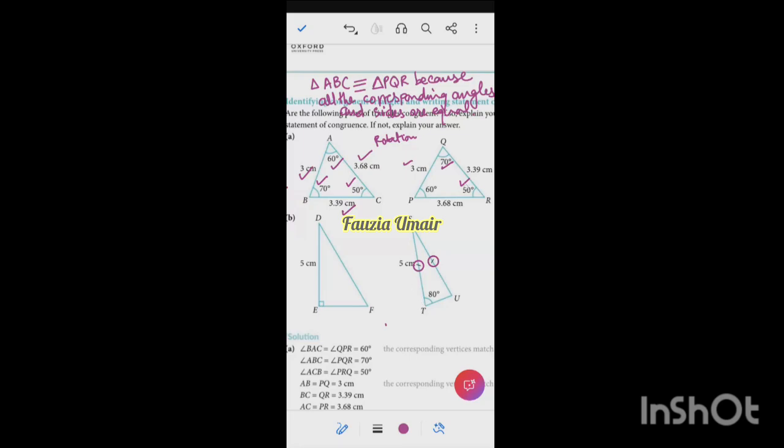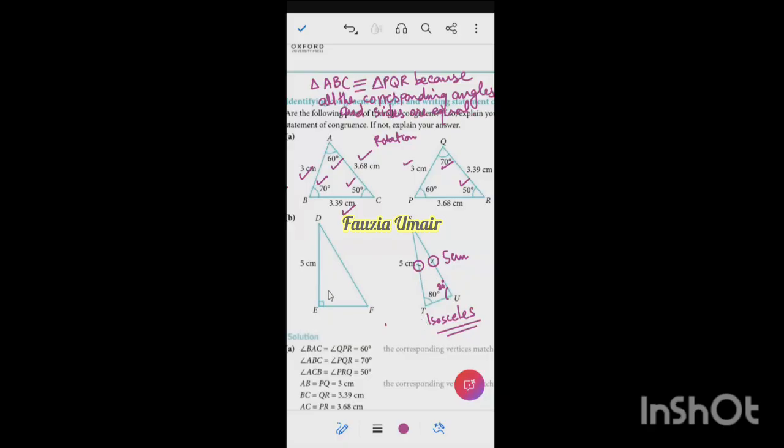Sorry, Harshman. What is this symbol? Equal sides. So if this side is 5 centimeters, it means this side is also 5 centimeters. If this angle is 80, it means this angle is also 80, because this is an isosceles triangle. Okay? This symbol tells us that this is an isosceles triangle. Two angles are the same and two sides are the same.